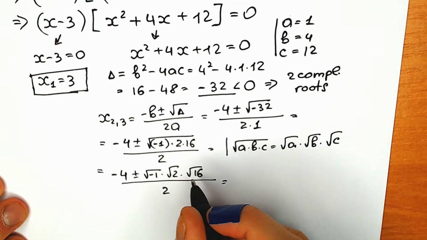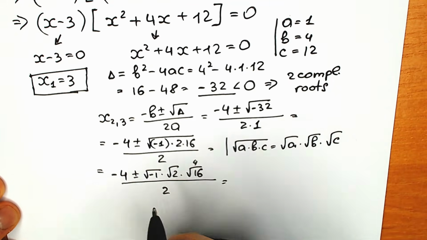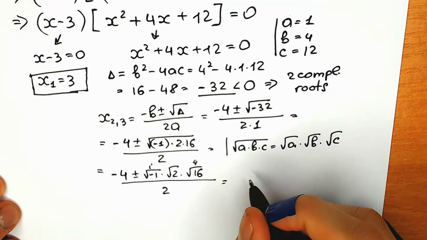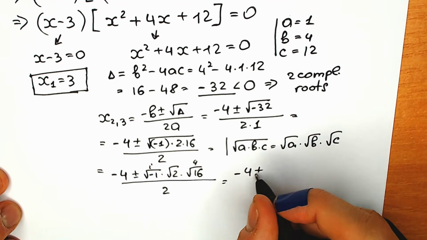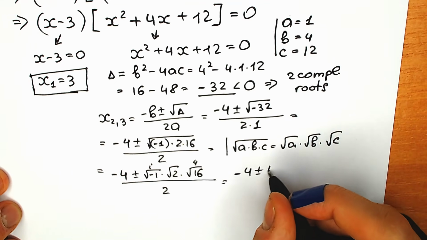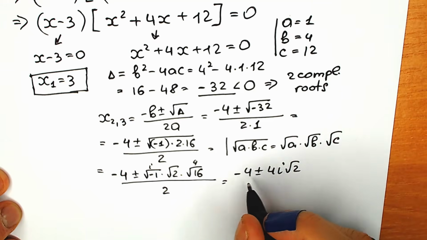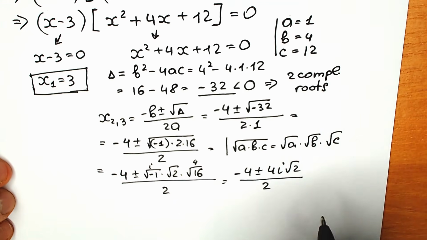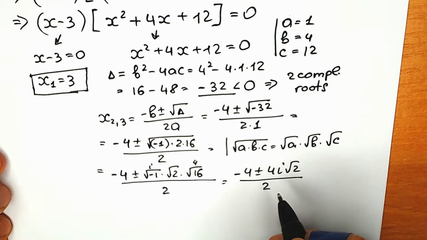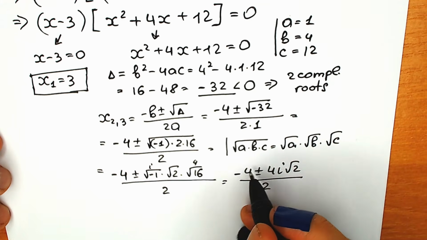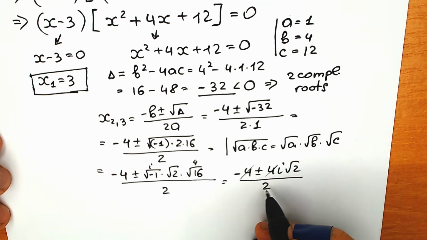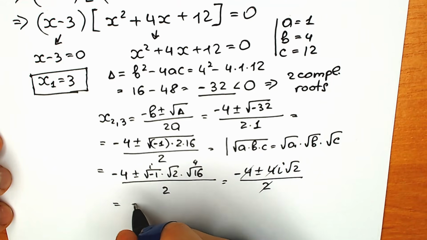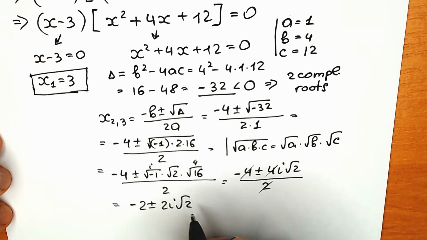The next thing, of course, square root of 16 equals 4, square root of minus 1 equals i, so we can actually write it as minus 4 plus minus 4i square root of 2, all over 2. And the final step, of course, this is our root, but we can actually divide this expression, this value by 2. So as a result, we have minus 2 plus minus 2i square root of 2.